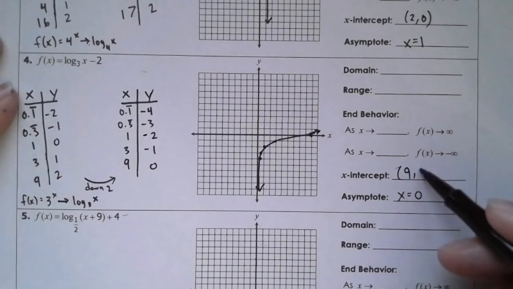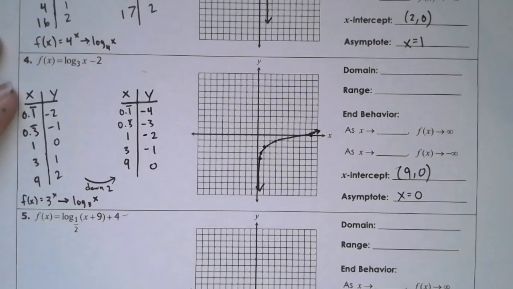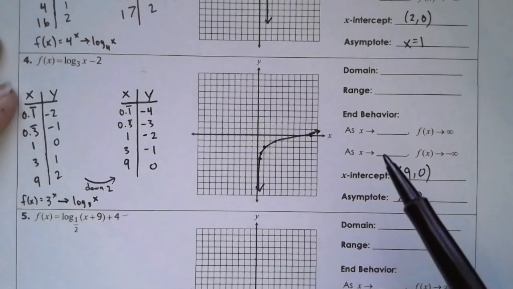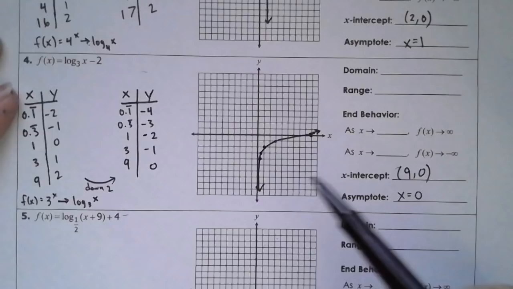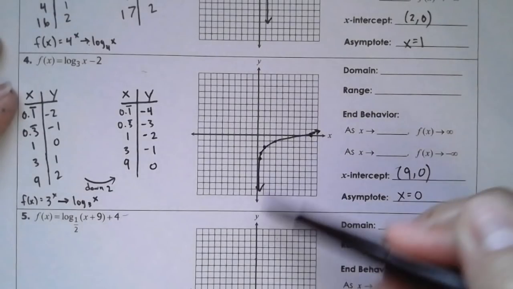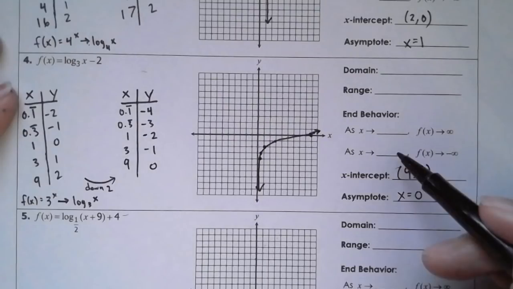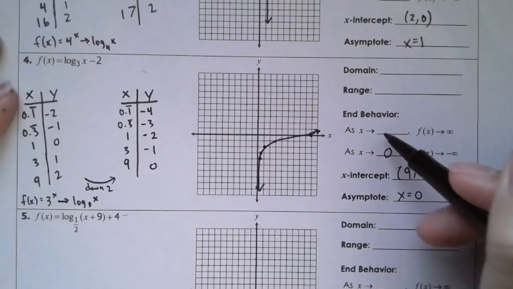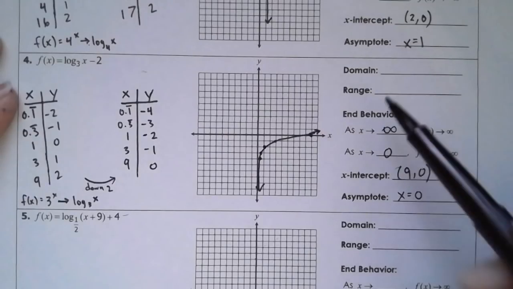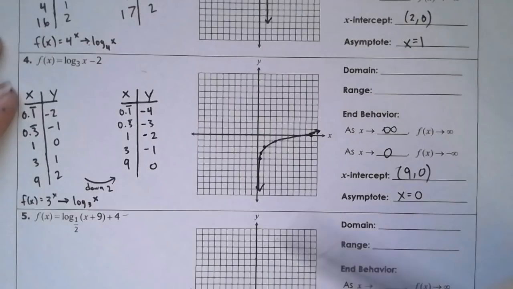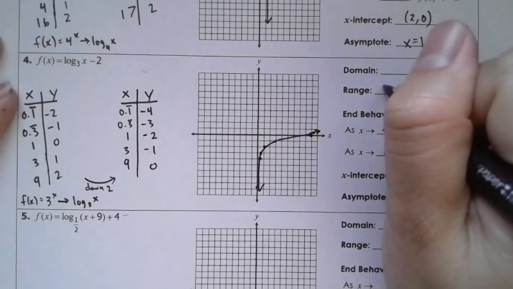As x goes to 0, f of x goes to negative infinity. So here's negative infinity going towards negative. X has to approach 0. As x goes to infinity, f of x goes to infinity. My range, because this function goes up, down, everywhere, it's all real numbers. My domain, you can see that it's all x's to the right of 0.